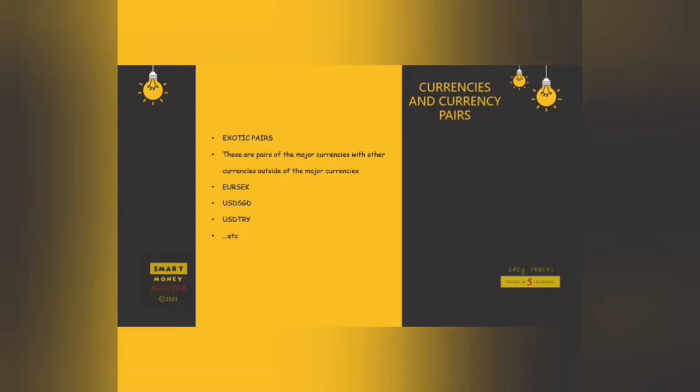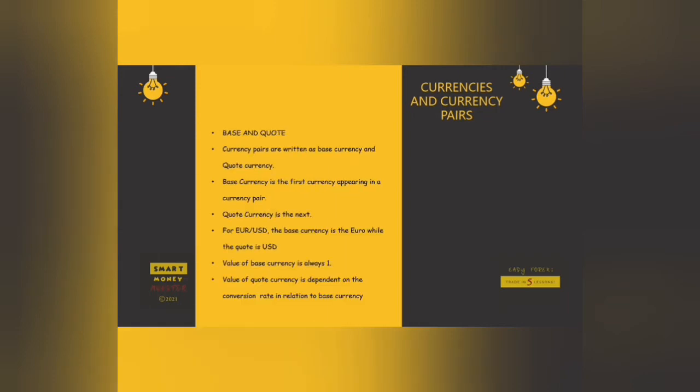Exotic pairs are basically outside of the major currencies. Of course, you have other currencies from other countries. Because of that, you can have any combination of these major currencies with those other currencies from other countries, right? So you call them exotic pairs. So you have, for example, euro SEK, where SEK is just Swedish krona. You have dollar Singapore dollar, you have dollar Turkish lira, and so on. You can have as many as possible.